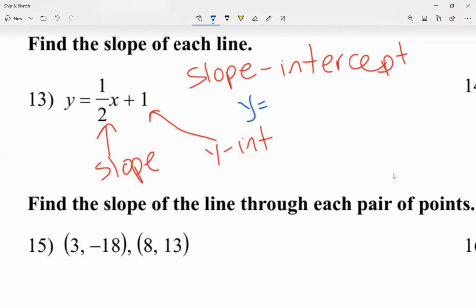You might even remember back in your algebra 1 class, your teacher used the formula mx plus b. And your teacher said m, the number that comes with the x, that's the slope. And b, with the sign included, the number that comes by itself, that's the y-intercept. So we're going to call it slope-intercept form.